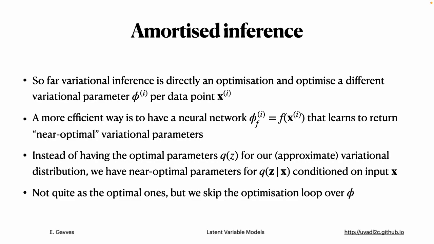Instead, in the context of neural networks, a more efficient way is to say that we're not going to optimize directly, at least, our variational parameters. Instead, we will have a neural network that is going to approximately tell us what are the near optimal variational parameters. So instead of having the optimal parameters for a variational approximation, the neural network will say, okay, we don't really care about pure optimality. Whatever our neural network gives us will be good enough, hopefully close enough. Not quite the optimal ones, but close enough.